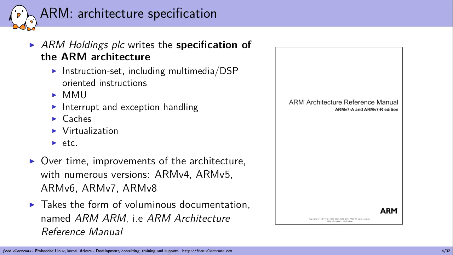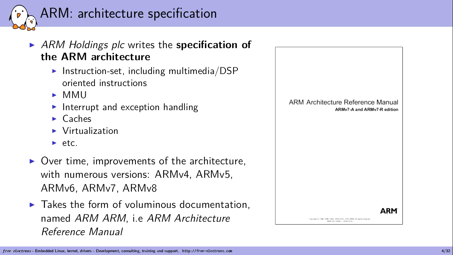So ARM is a company in the UK. It's been recently purchased by another bigger company, but it still originates from the UK. And this company first writes architecture specifications. So basically, these are documents that specify how a CPU works. It defines an instruction set, including possibly some multimedia DSP instructions. It describes how a memory management unit works. It describes how interrupts and exceptions are handled, how caches are working, how virtualization can be accelerated, and that kind of thing. But it's really just a specification.